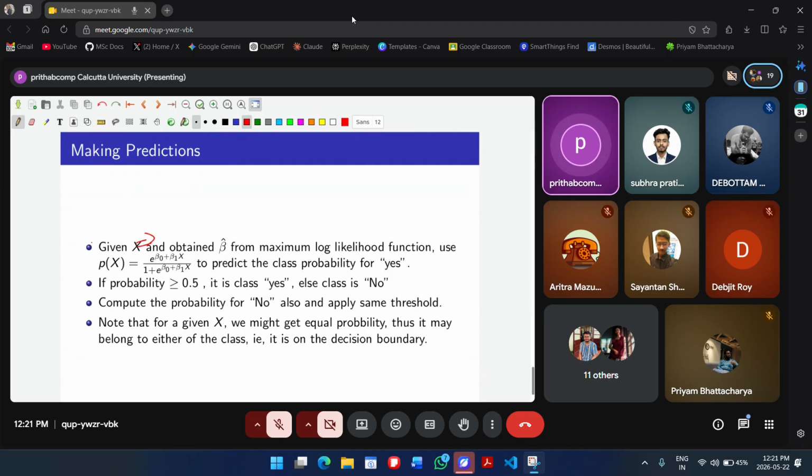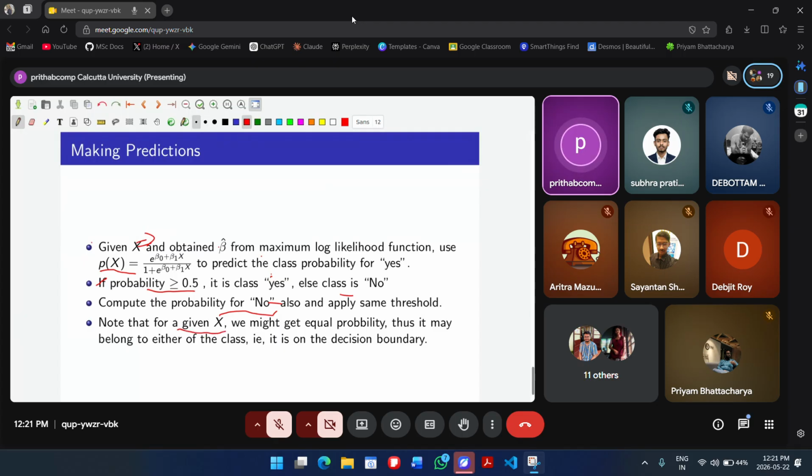If you want to classify a given x and obtain beta cap from the maximum log likelihood function, we can simply use this function p of x equal to this to predict the class probability for yes. And if the probability is greater than 0.5, it is class yes. Otherwise the class is no, meaning default class and not default class. So we can also compute the probability for no and apply the same threshold.